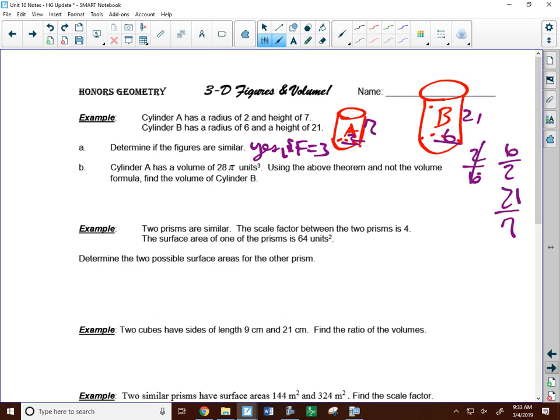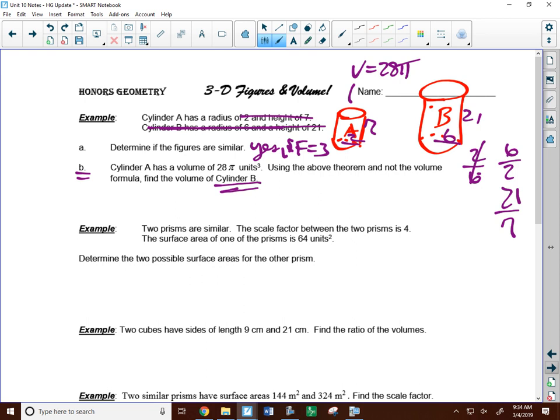So here's a newer question based on what we know now with the theorem. Suppose you didn't know anything about this, just that they're similar. Cylinder A has a volume of 28 pi. Using our theorem from before, and not a volume formula, let's just say all we know is 28 pi. Find the volume of cylinder B.